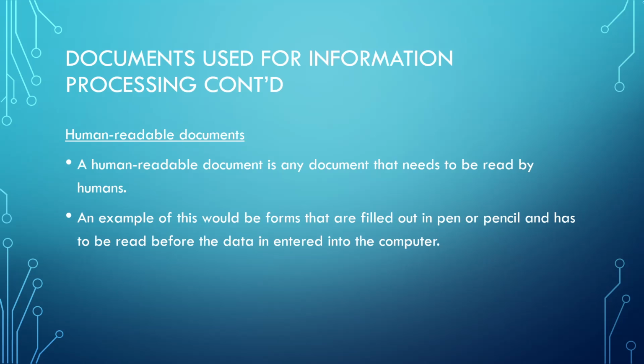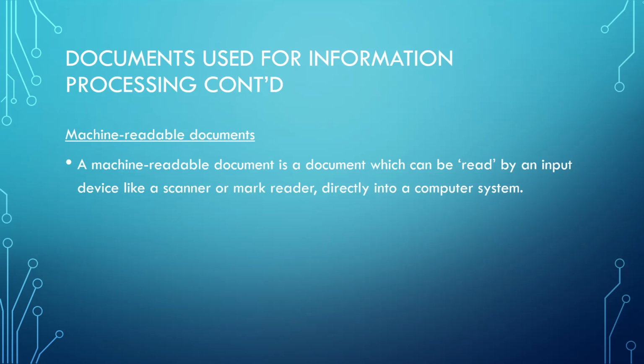Okay. Then we're going to look at machine-readable documents. Now, a machine-readable document is a document which can be read by an input device like a scanner or mark reader directly into a computer system. Examples of machine-readable documents would include multiple-choice answer sheets and barcodes on items at the supermarket.